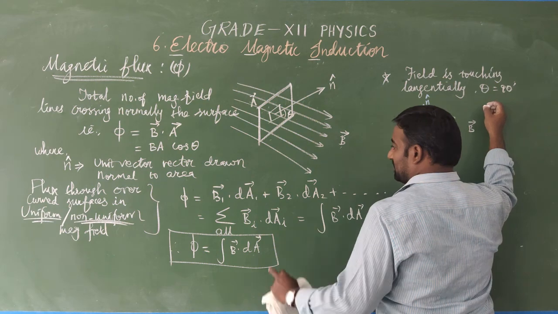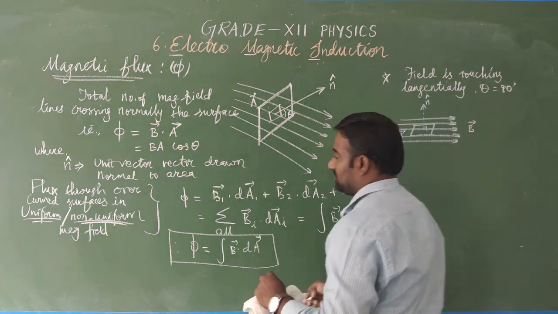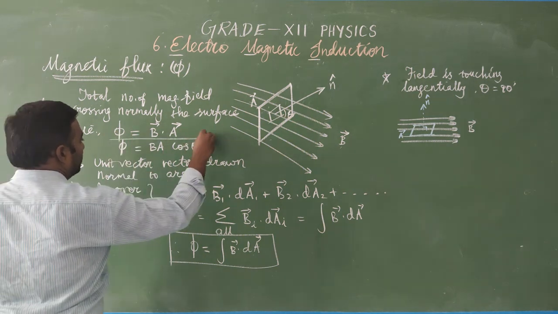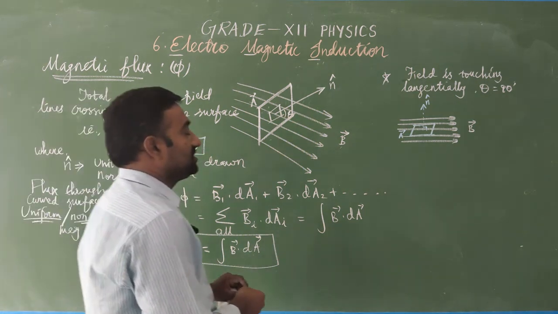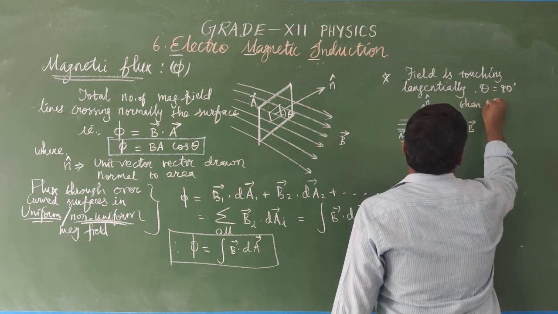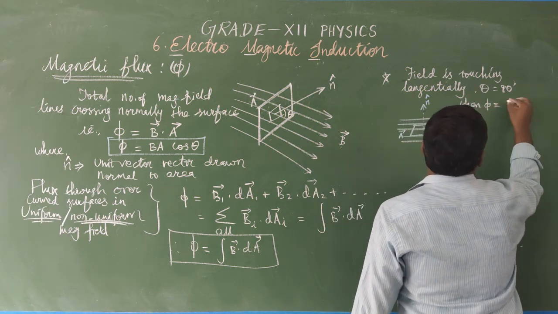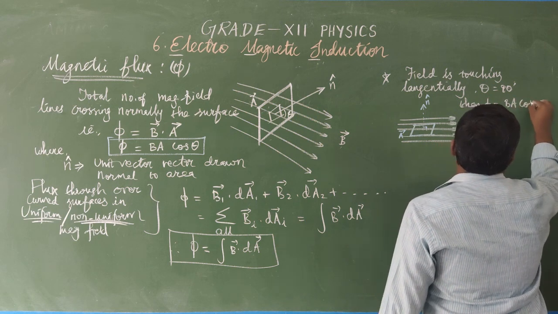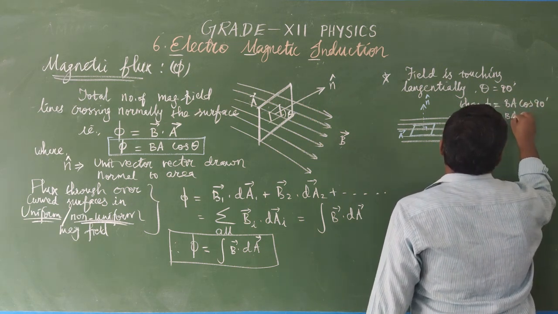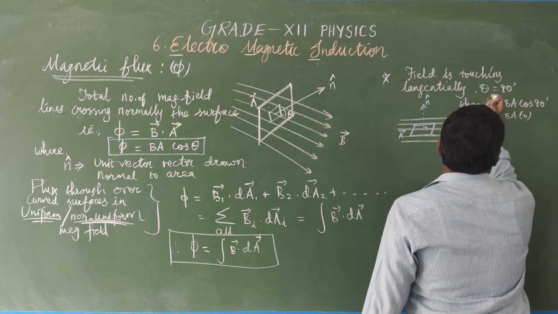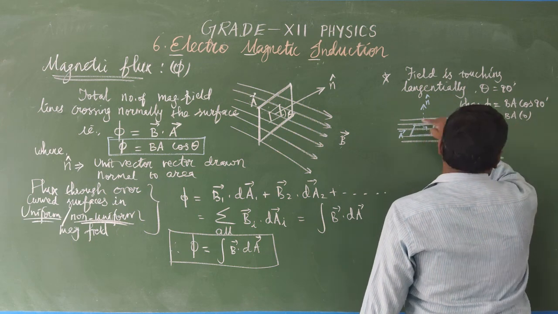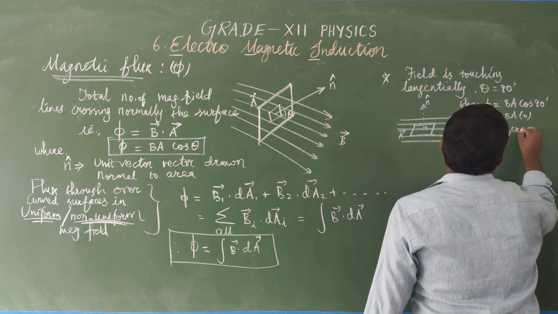Then what is the flux? Already we know the flux is BA cos theta. So the magnetic flux in this case is BA cos 90 degrees, which is equal to 0. So BA into 0, then the flux enclosed in this area will be 0.